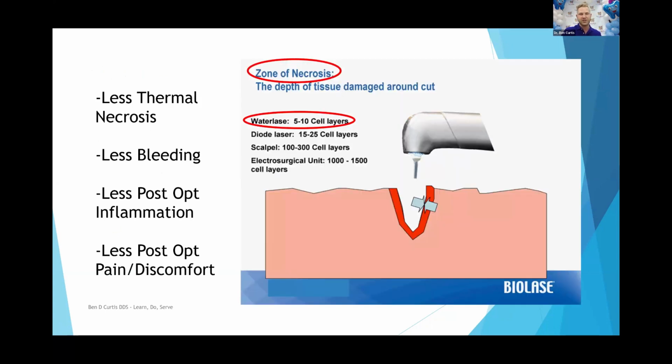How does this benefit the tissue? When we're looking at tissue and surgeries, we are always inducing trauma by doing a surgery. But the less trauma we can induce, the less necrosis or cell turnover or cell death we're going to have. The water-based laser only induces about 5 to 10 cell layers of death. A scalpel is about 100 to 300. Think about it like layers of an onion. You literally just scratch the surface. The less damage you do, the less bleeding you're going to get, the less post-op inflammation, the less pain and discomfort, and the less scarring. And the better healing.